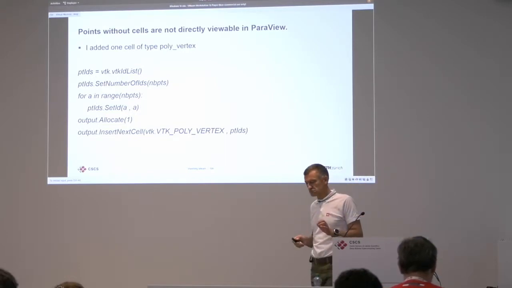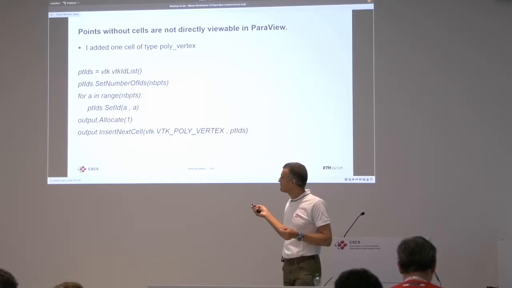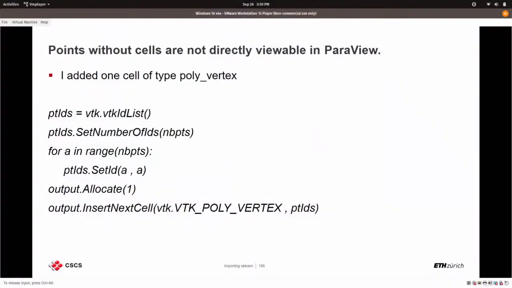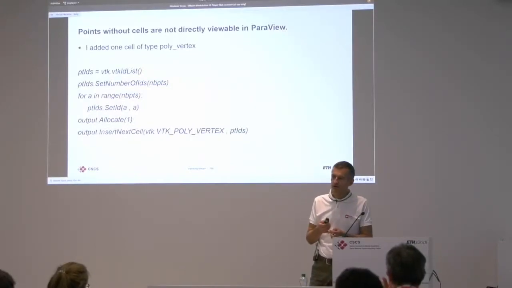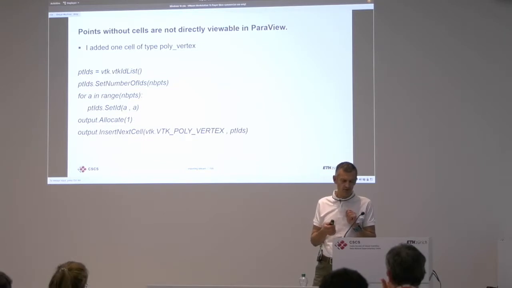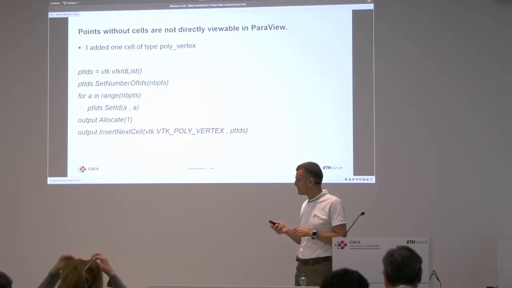There's one little trick, if you want, because we're dealing with a cloud of points. If you only read points in ParaView, you cannot view them directly. They're there, but you get an empty screen. Unless you use the point Gaussian representation, which is something we have not talked about yet, but I will, during the demo, I will show you the example.